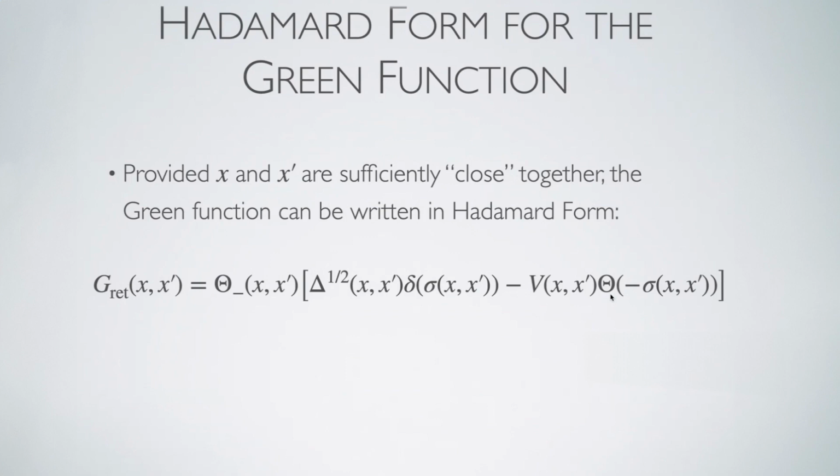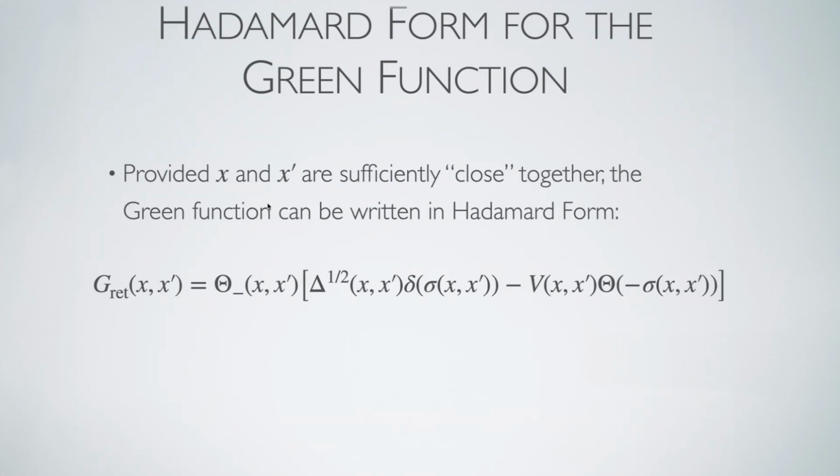This has a theta function, a step function, that has a minus sigma inside it. So the step function is only non-zero inside the past light cone. So the first bit's on the light cone and the second bit's inside the light cone. And again, there's another function here, I'm going to call it v, which is not yet determined.